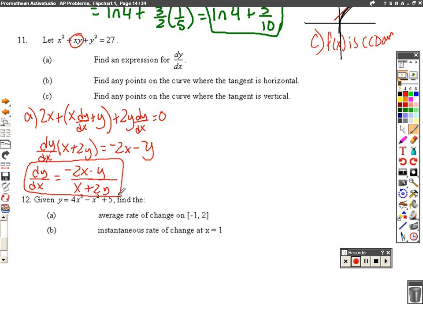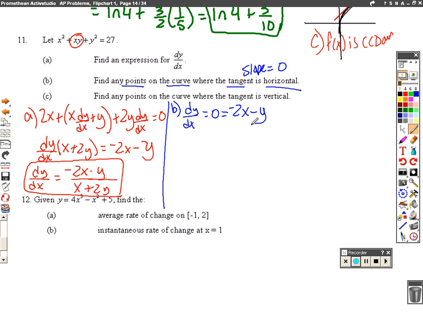All right, B and C are actually using this value to find points on the curve. So we want points on the curve where the tangent is horizontal. A horizontal tangent means the slope is 0. Well, this is our value for the slope. If we set the slope equal to 0, then that means the numerator of our slope is going to equal 0. So 0 equals negative 2x minus y. This tells us that y is actually equal to negative 2x if I add y to the other side. So we want points on our curve where y is equal to negative 2x.